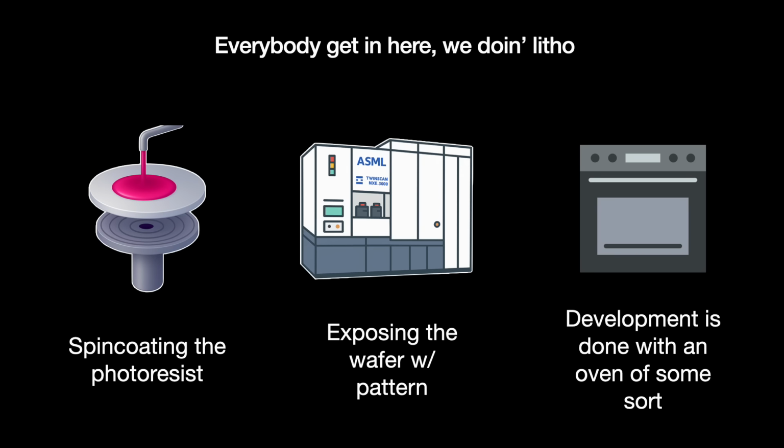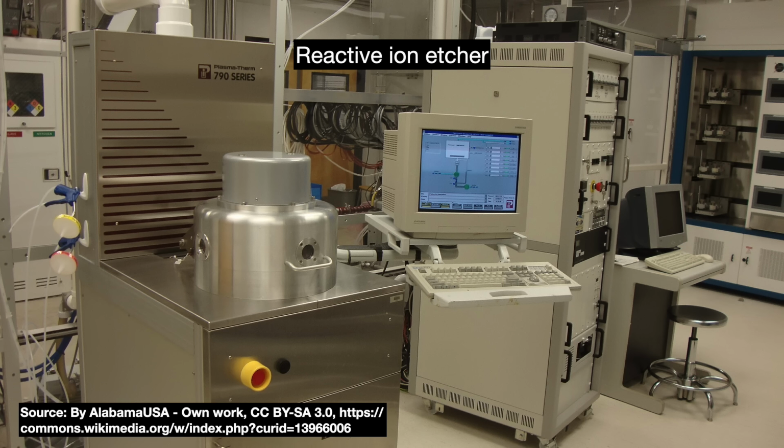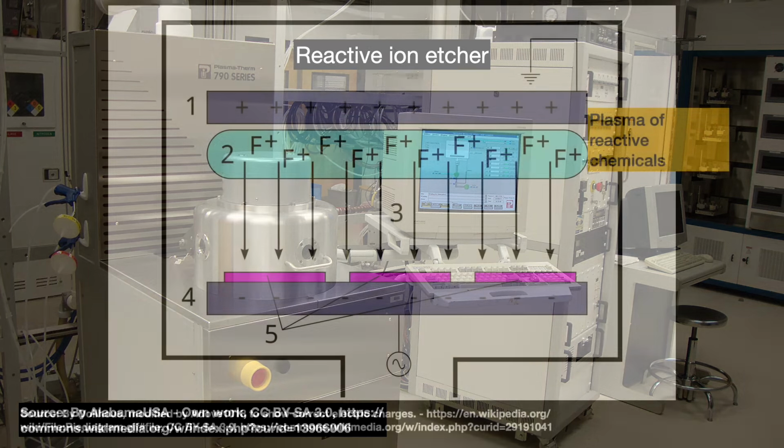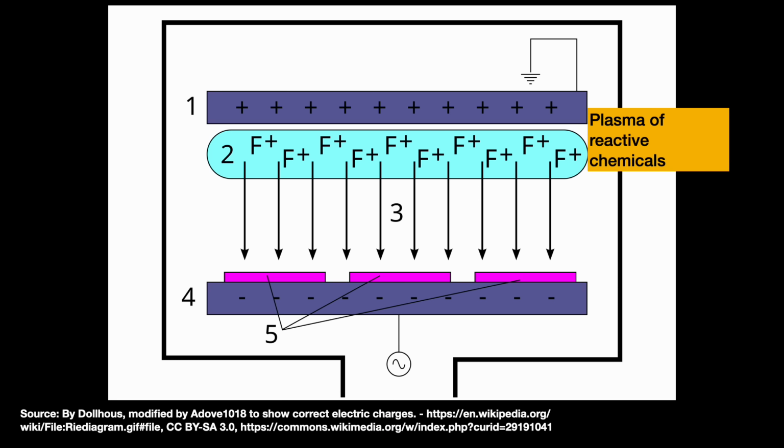After litho, we have etch. Using the developed photoresist as a guide, a pattern of 700 nanometer to 2 micrometer deep trenches is etched into the silicon nitride, silicon dioxide, and silicon substrate layers. We use reactive ion etching, or RIE, to etch out these trenches.